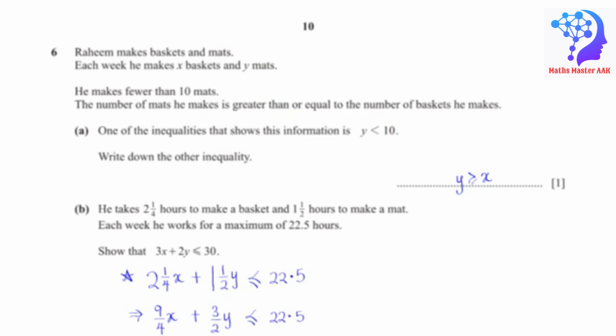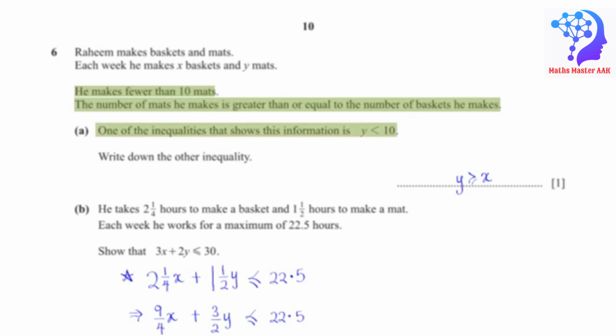Rahim makes baskets and mats. Each week, he makes x baskets and y mats. He makes fewer than 10 mats. The number of mats he makes is greater than or equal to the number of baskets he makes. One of the inequalities that shows this information is y < 10. Write down the other inequality.